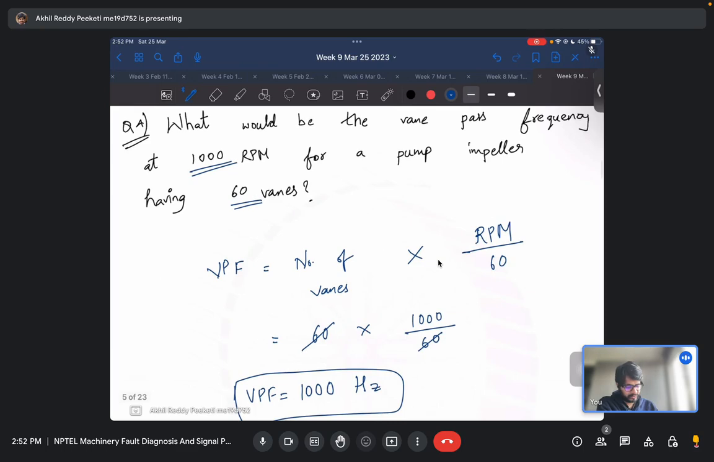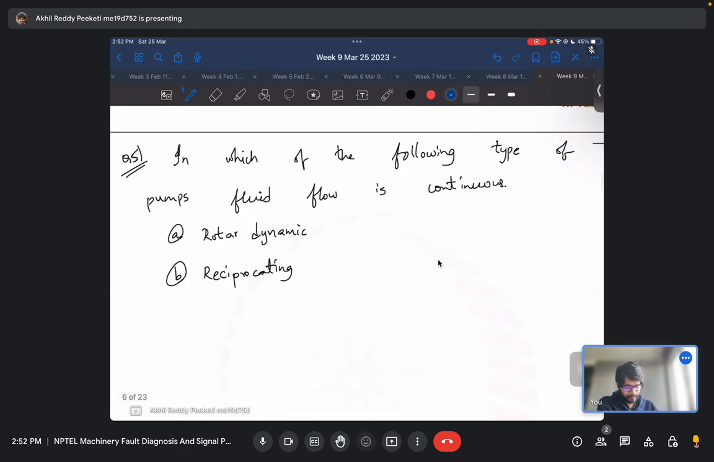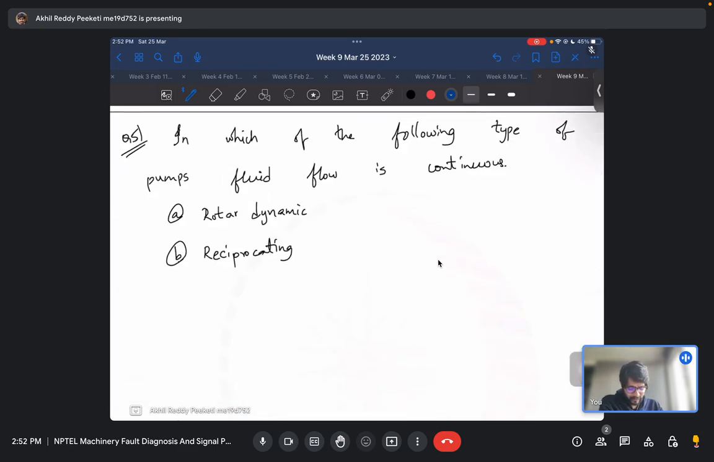Now let's look at the next question. In which of the following types of pumps is fluid flow continuous? Either rotor dynamic or reciprocating.